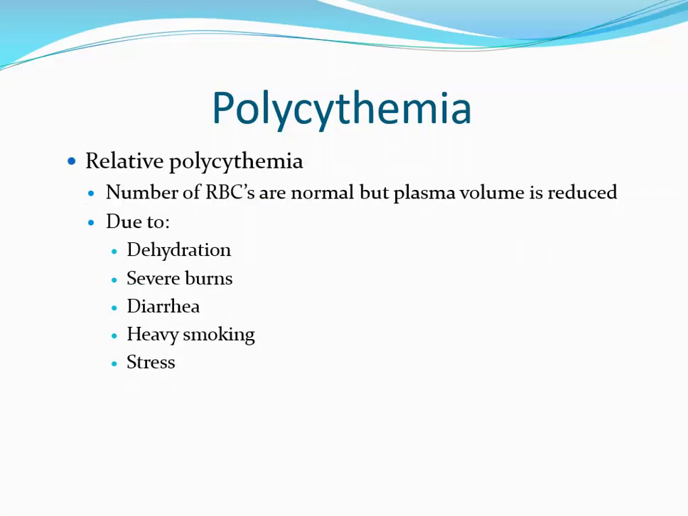Our last form of polycythemia is a relative condition. Here, the number of red blood cells are normal, but the plasma volume is reduced, so this makes it appear that they are elevated. This could be due to dehydration, severe burns, or diarrhea. This is also common in heavy smokers and also in times of stress.